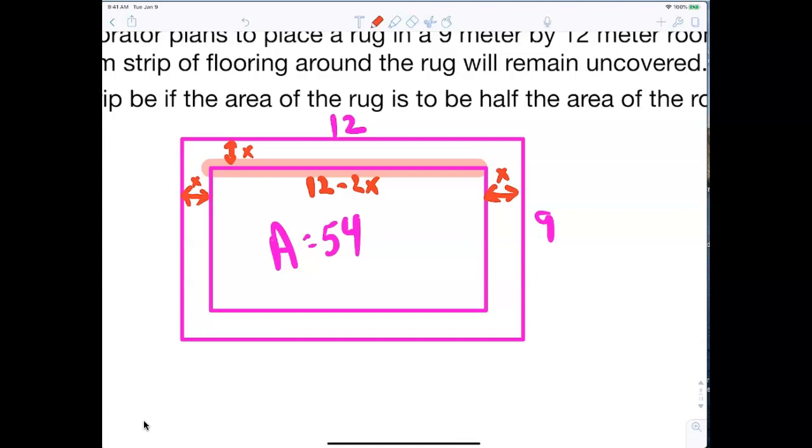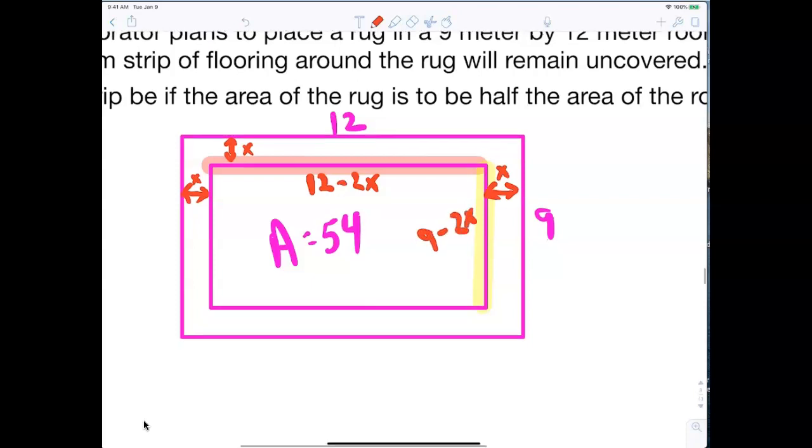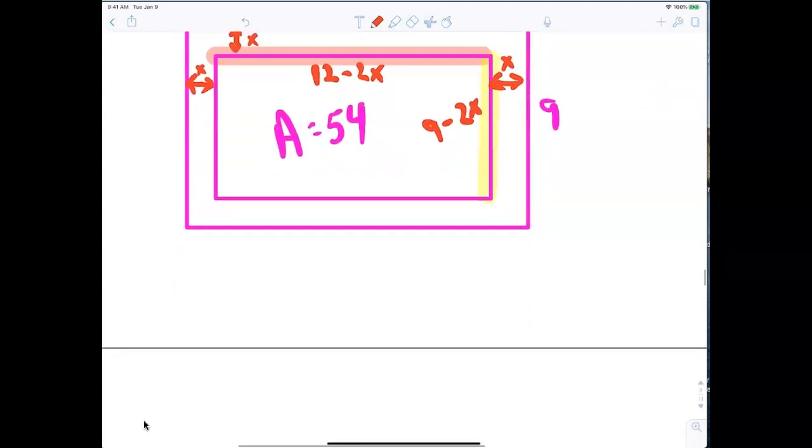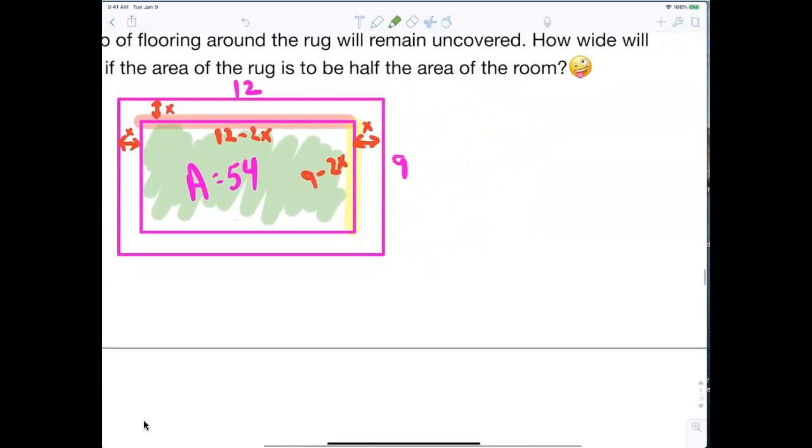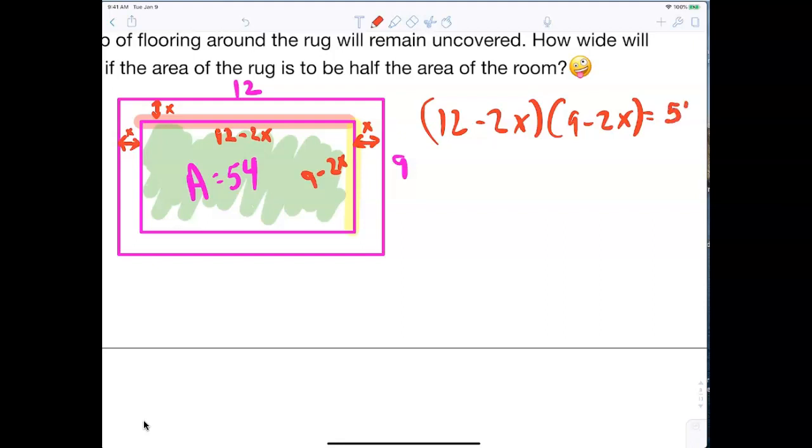Right? So now I need someone to tell me, again, now that we know that, what's that right there? 9 minus 2x. Brilliant. All right. So now I'm going to multiply to find the what? So what two things do I multiply? 12 minus 2x times 9 minus 2x, and that has to be what? 54. All right, that's the area of the rug.